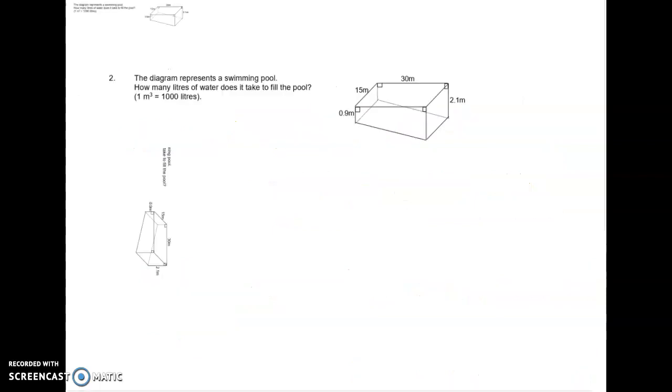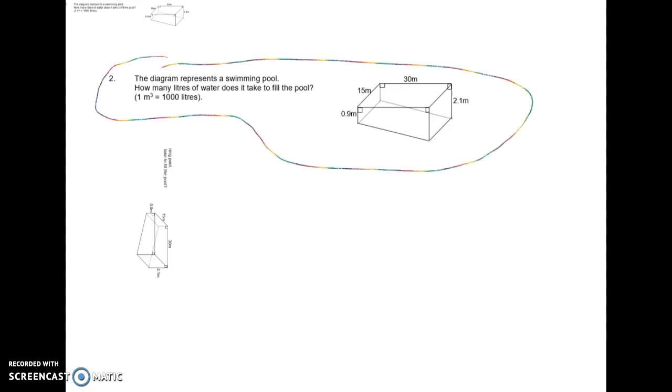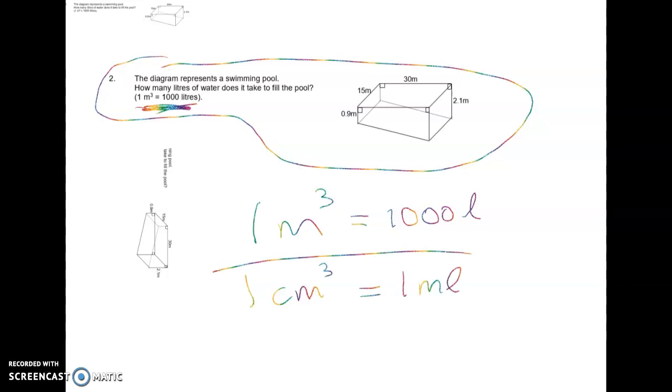Okay, now on to the next question. And the next question is a funny one, and you can see that I've played around with the sizing here a wee bit. We've got a swimming pool, right? And we have to figure out how many litres of water it takes to fill the pool. And the question's very helpfully given me the conversion. 1 cubic metre is equal to 1,000 litres. Or the way I like to remember it is that 1 cubic centimetre is equal to 1 mil.